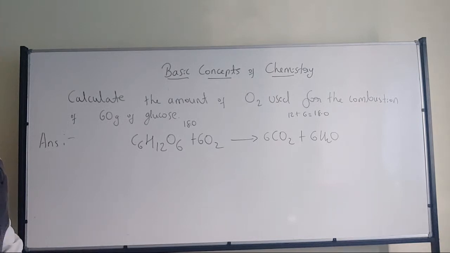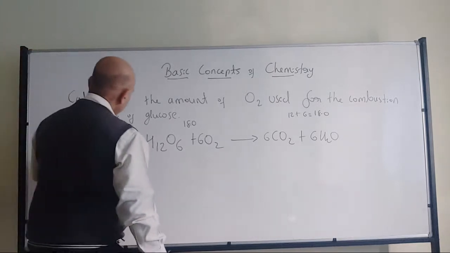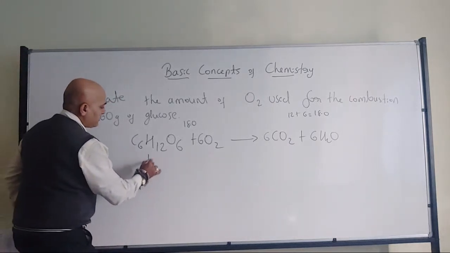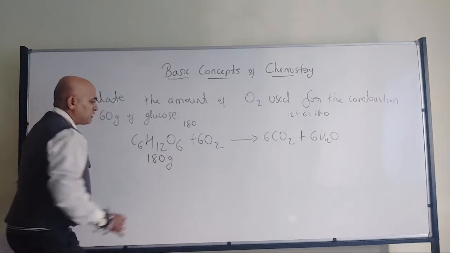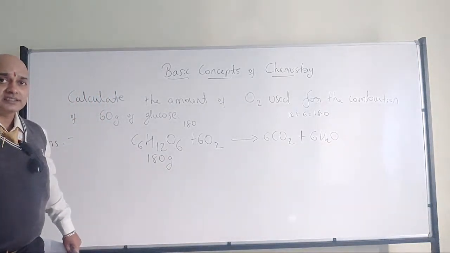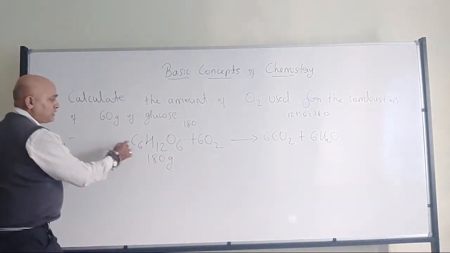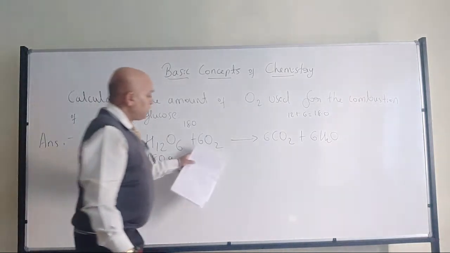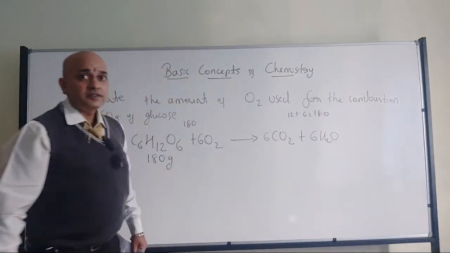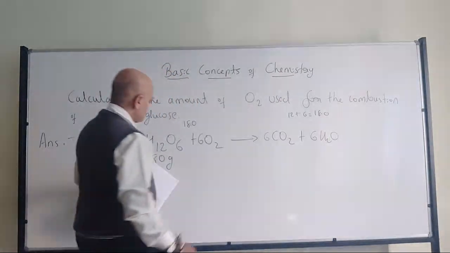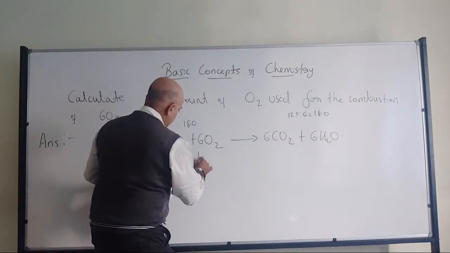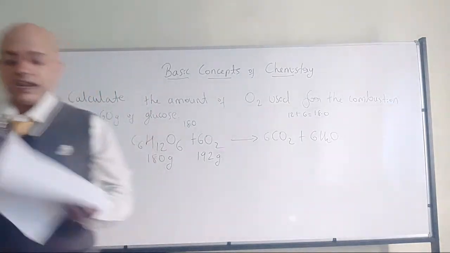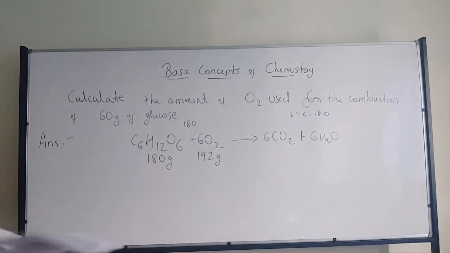Now can you write down the answer for this one? Okay. So molar mass of glucose will be 180 gram, because we have already discussed it in the previous classes. Since 1 mole of glucose is involved, we have 180 gram. What about oxygen? 6 oxygen molecules are there, so in terms of grams, it will be 192 gram.